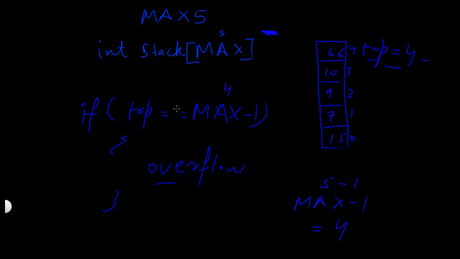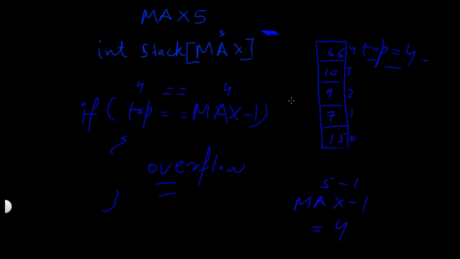Now this if statement will check, is the value of top equal to max minus 1? The value of top at this point is 4, so 4 is equal to 4, and this condition becomes true. Top is equal to max minus 1, so it means overflow.